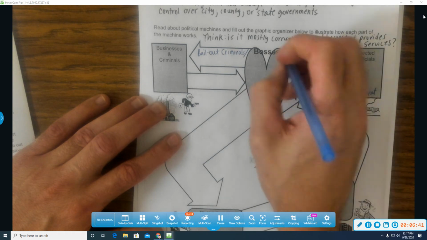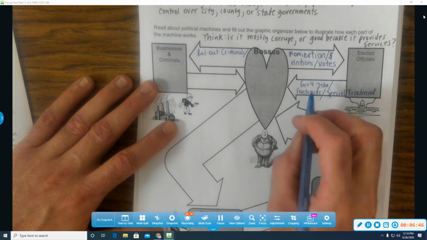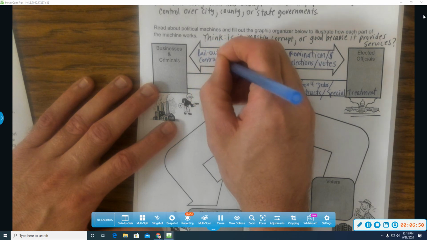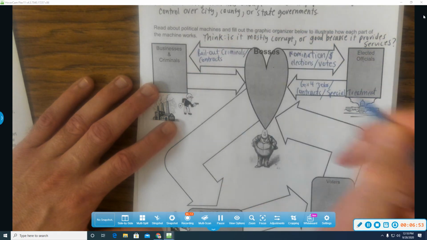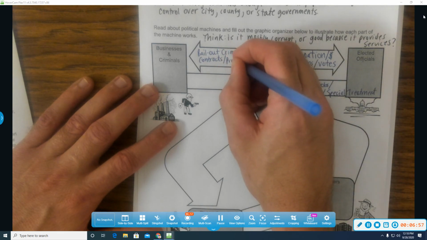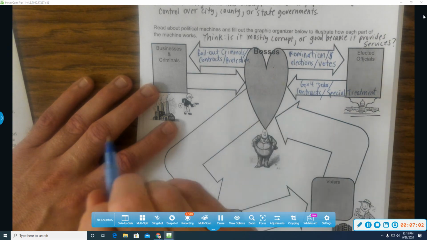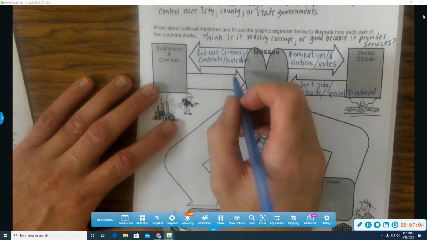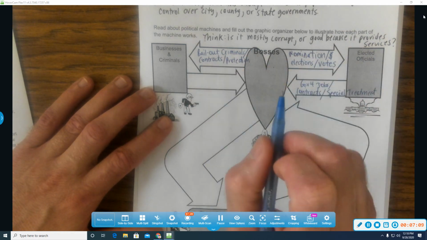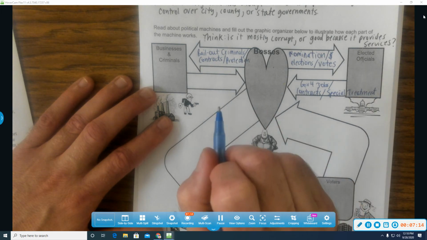Okay. They're going to provide business. Remember these city contracts over here? So they're going to provide the contracts to the businesses, okay, and protection. If you're playing the game, you're going to be protected by the boss. You're going to be protected from his system. So once you're playing on the boss's good side, your business will be protected.